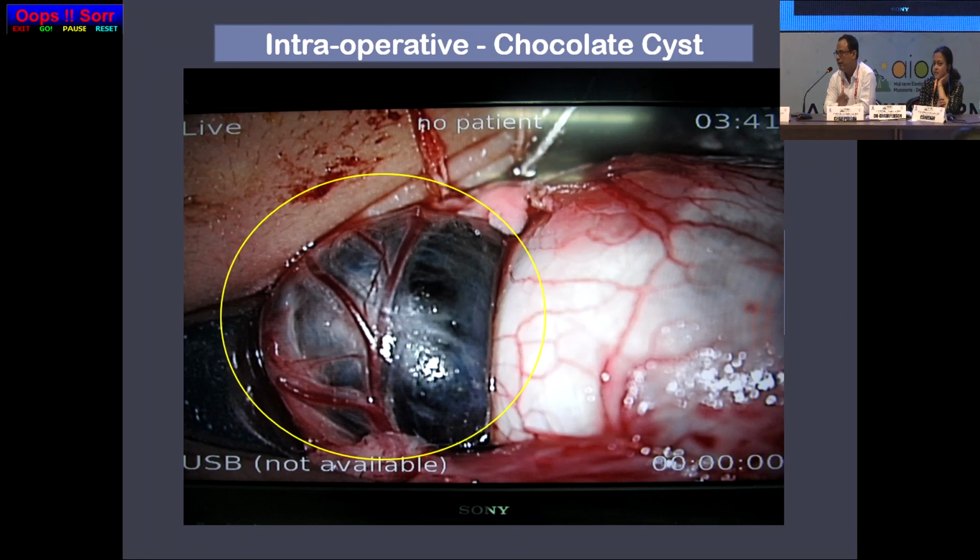Intralesional, all after aspirating. Yes, after aspirating. So do you prefer ultrasound guided aspiration? Yes, we do. That is very important.